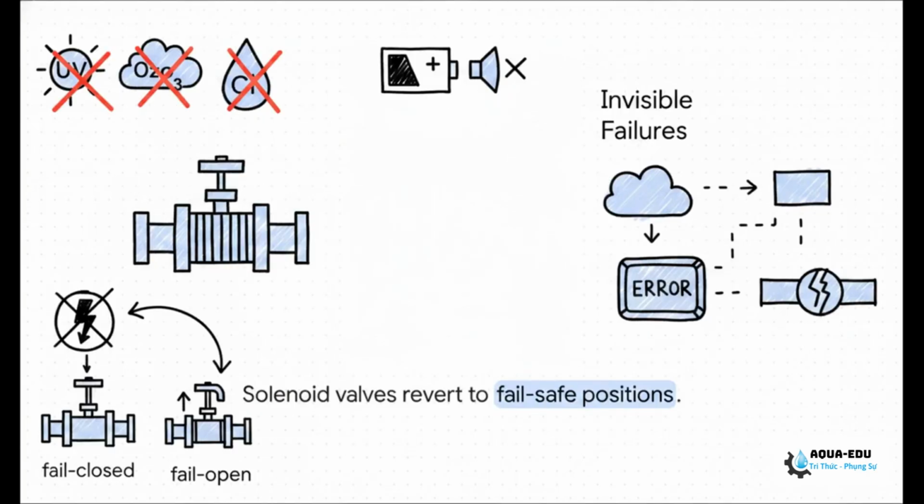But you also have to watch out for the invisible failures happening behind the scenes. Your UV, ozone, or chlorine disinfection systems instantly shut down. After about 15 to 30 minutes, the UPS batteries backing up your sensors and SCADA will start beeping that low battery warning. And, crucially, powered solenoid valves will lose their holding current. They'll revert to their mechanical default positions, meaning they're going to fail closed or fail open, depending entirely on how they were designed.